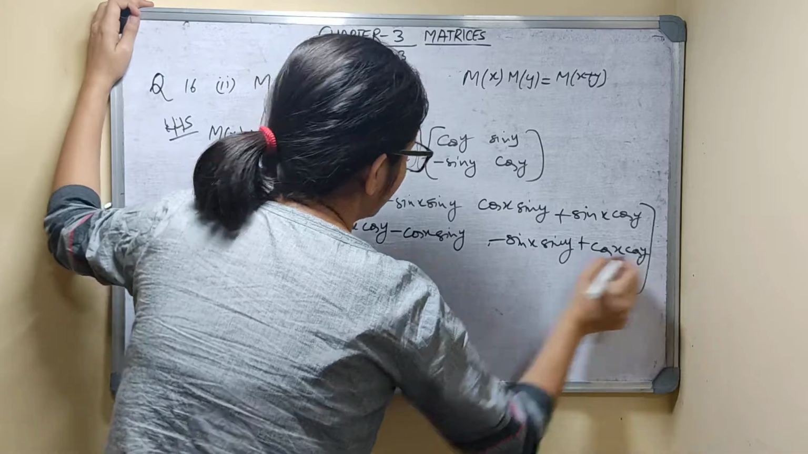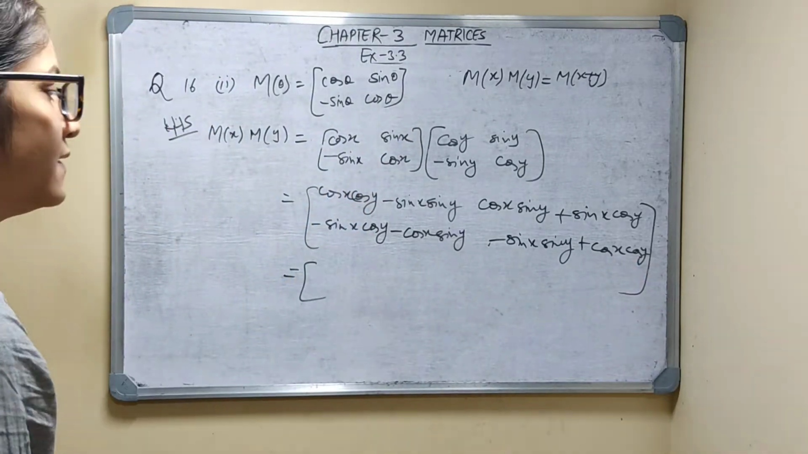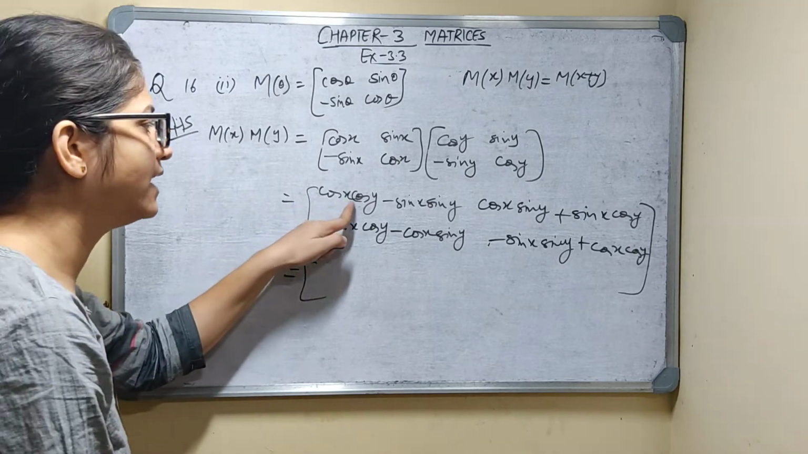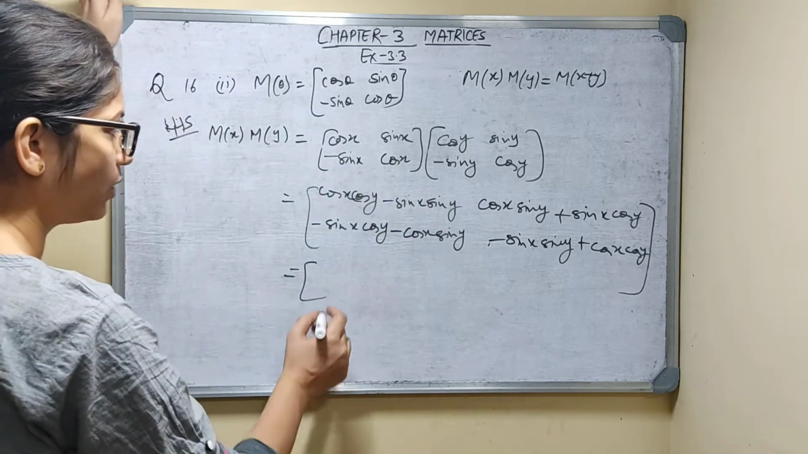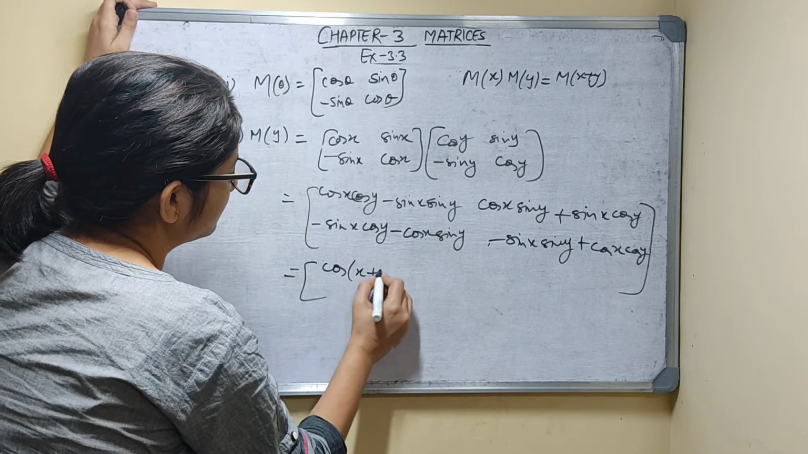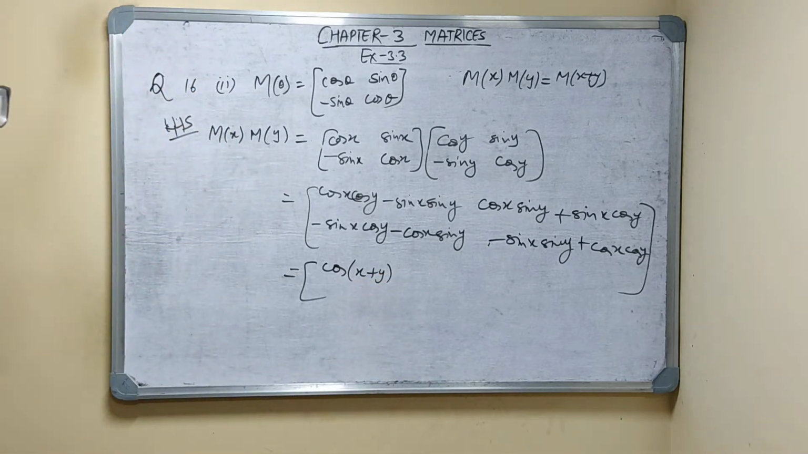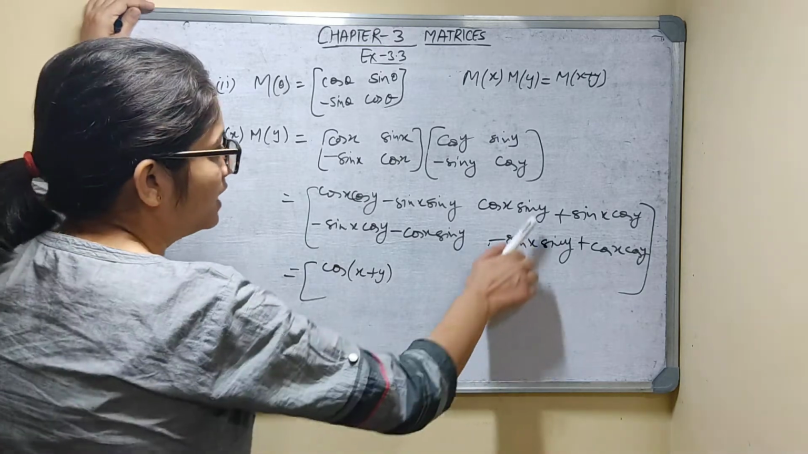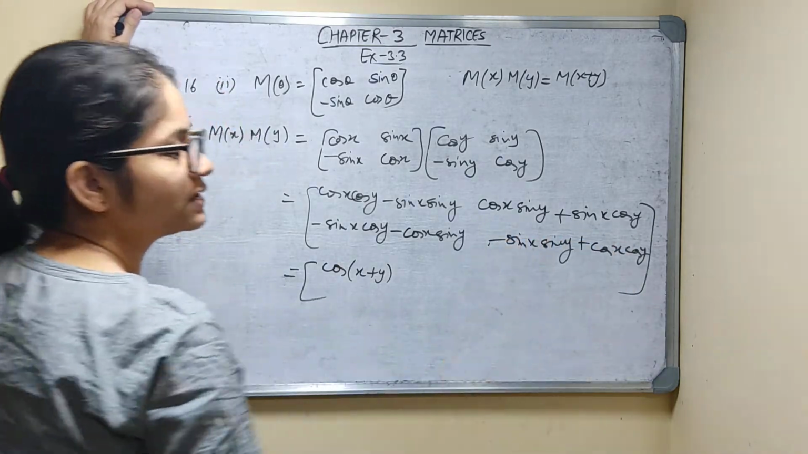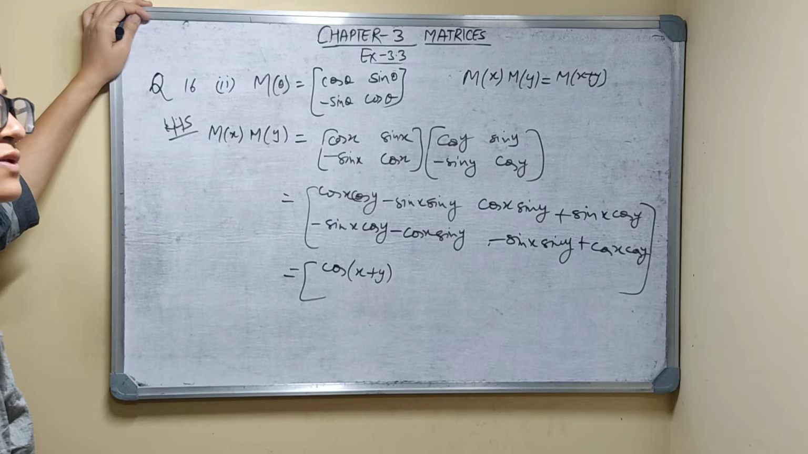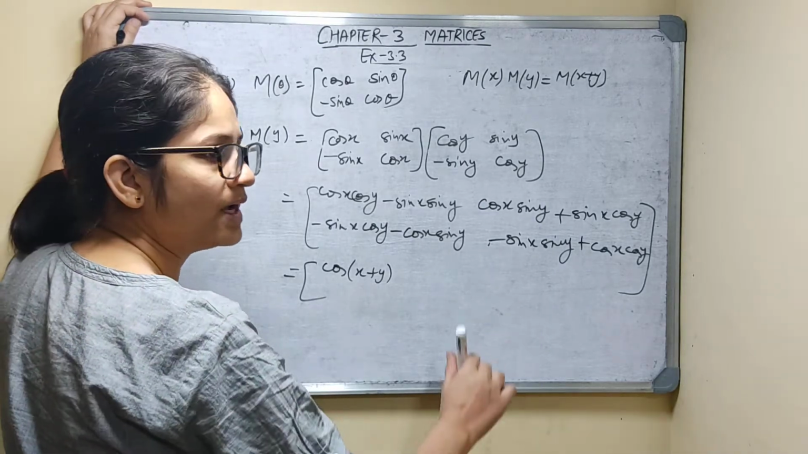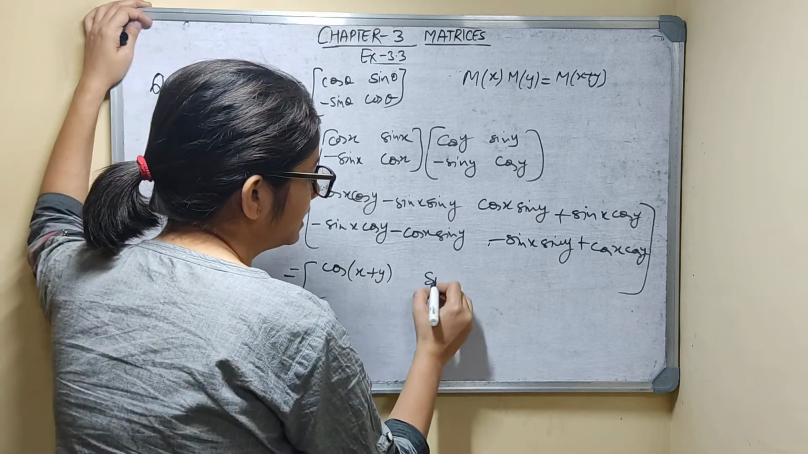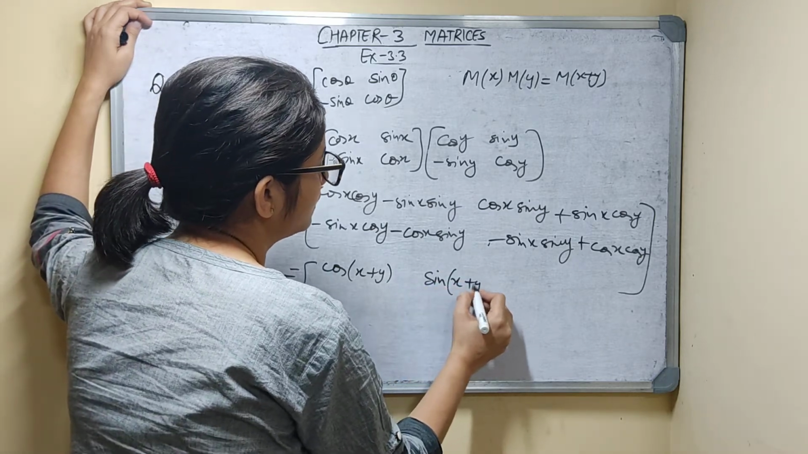Like this we can write cos a cos b minus sin a sin b. Here x and y both are different: cos x cos y minus sin x sin y. So I can write the formula cos of x plus y. You know cos of a plus b is cos a cos b minus sin a sin b. So cos x plus y. Sin x cos y plus cos x sin y, or sin y cos x plus cos y sin x. I can write sin a cos b plus cos a sin b, which is sin of a plus b, meaning x plus y.